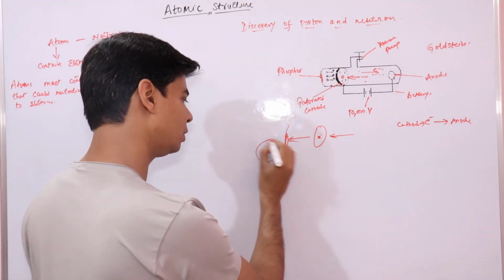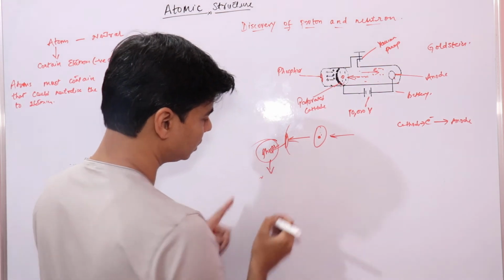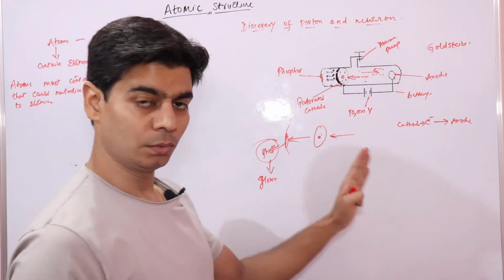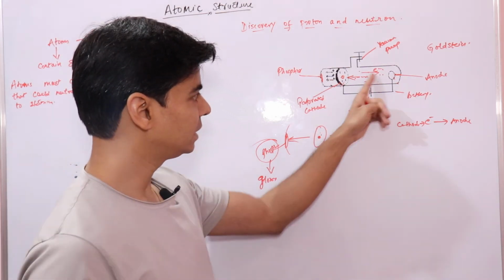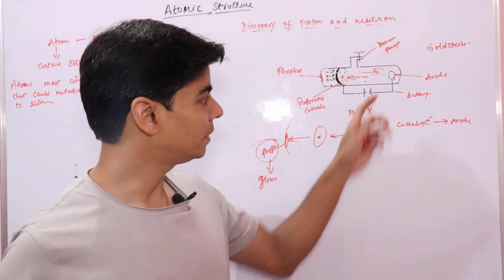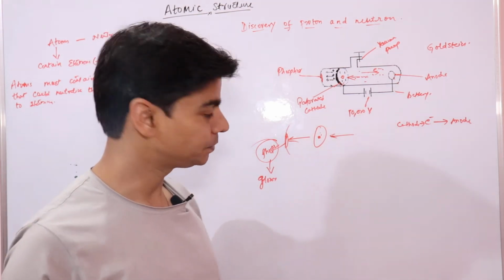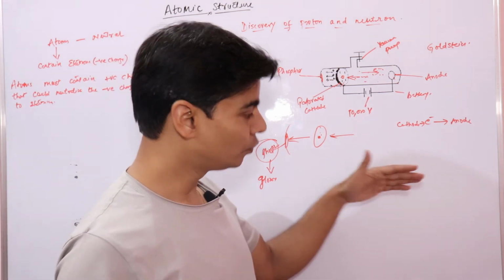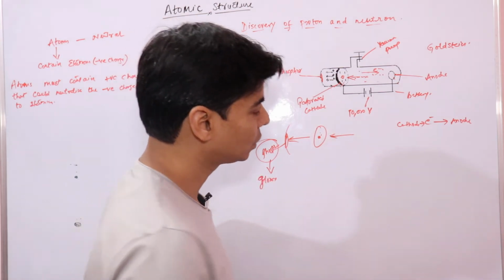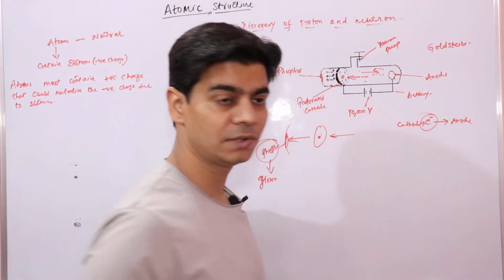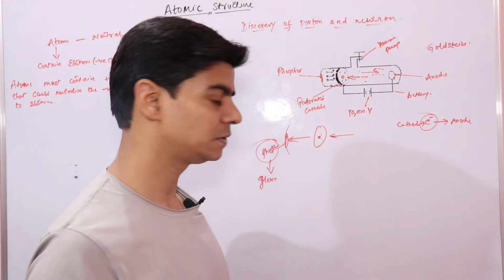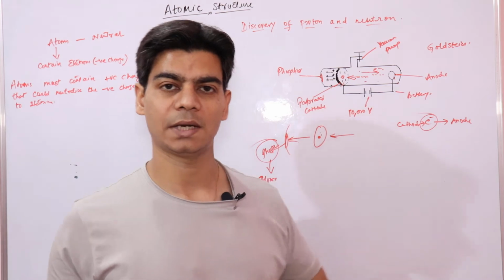They are striking phosphor and they cause this phosphor to glow, right? Now, like here in case of cathode rays, since cathode rays are moving towards anode and anode is your positively charged electrode, cathode rays must carry negatively charged particles, due to which they are moving towards the positively charged electrode, because we know that opposite charges attract each other.